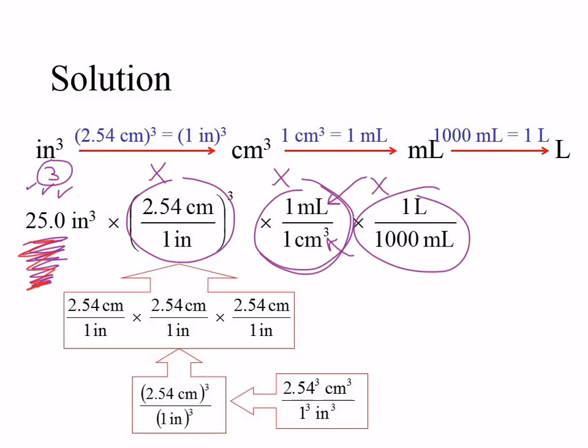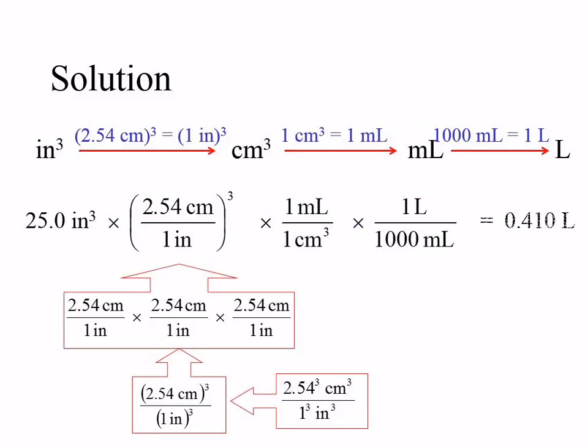So on my calculator, I'm going to take 25.0 times 2.54 times 2.54 times 2.54 divided by 1,000. Round to 3 significant figures. Is this what you get? 0.410. That's 0.410 is the number, and then of course the units we have left are liters.